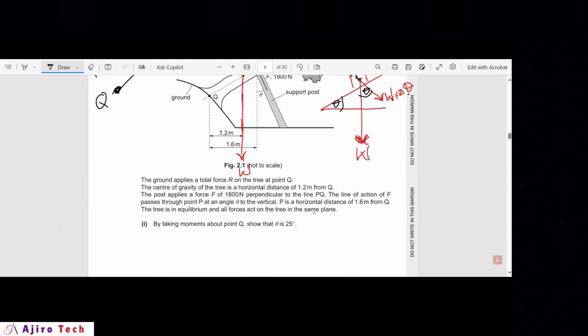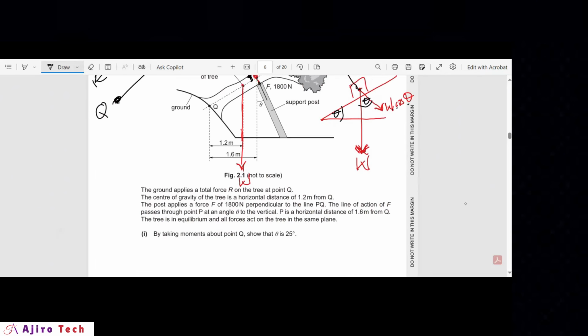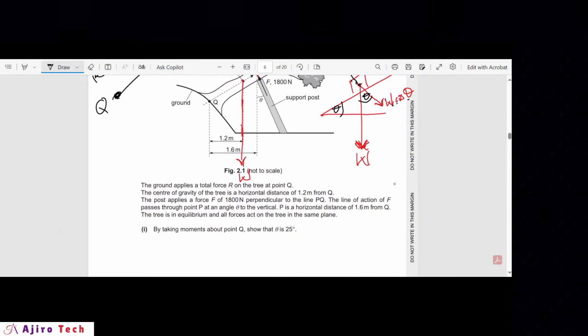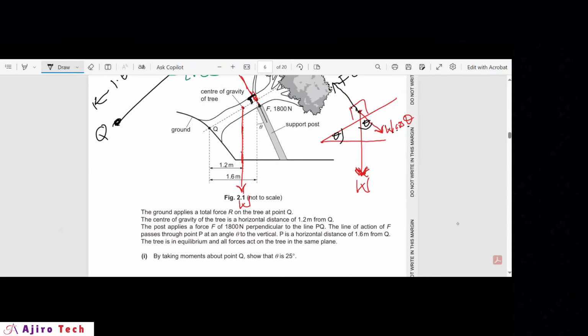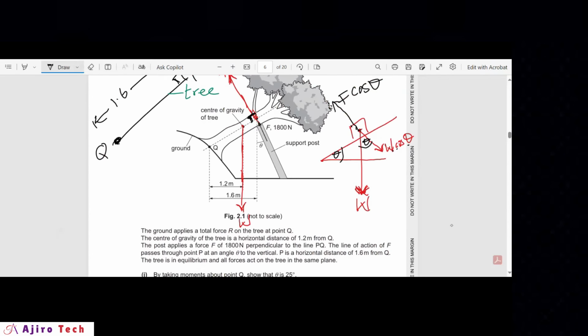So what do we have here again? It passes through point P at an angle of this, and then it's in equilibrium. So by taking moments about Q, we want to prove that theta is 25 degrees. Now, let's talk about this one too.